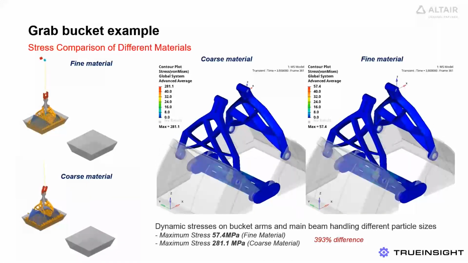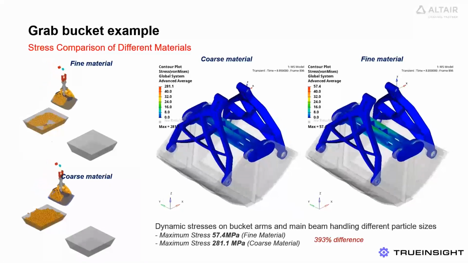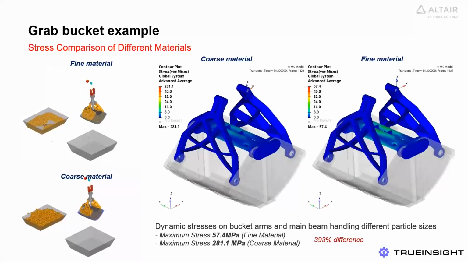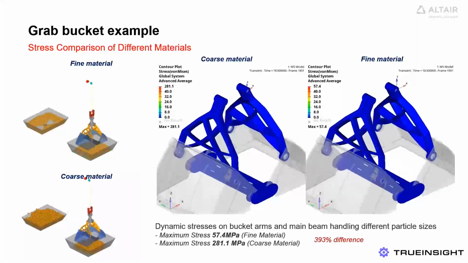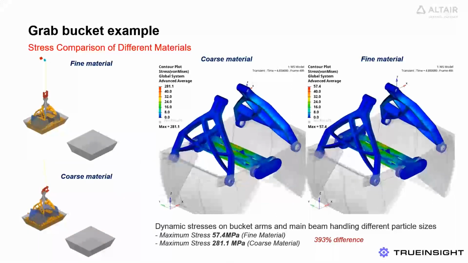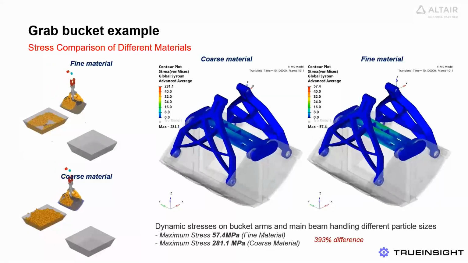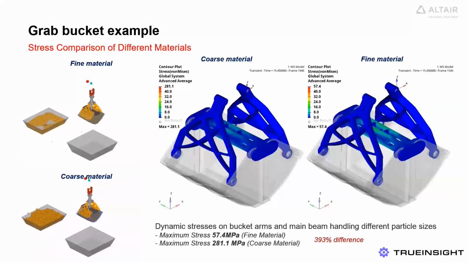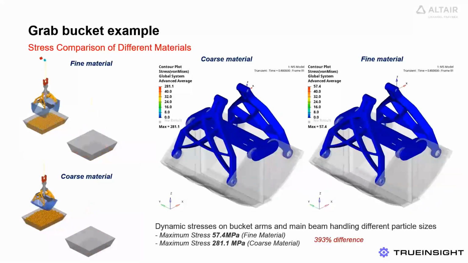We can easily determine bucket system performance by operating with different materials. In this example, we can see how the stresses are distributed on the bucket arm when handling fine and coarse material. We see that the coarse material will transmit higher stresses to the critical components. By coupling EDEM with OptiStruct, we're able to improve durability of equipment by reducing hotspots and stress concentrations, properly size the cable system, and design the equipment to handle different materials while not over-engineering it.